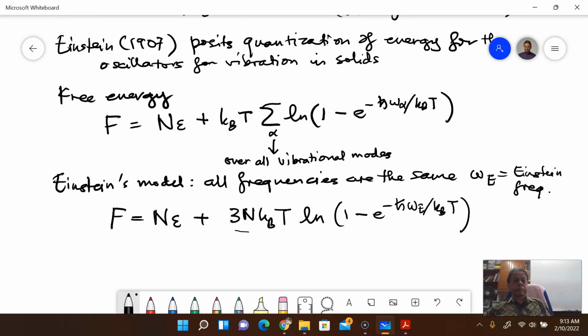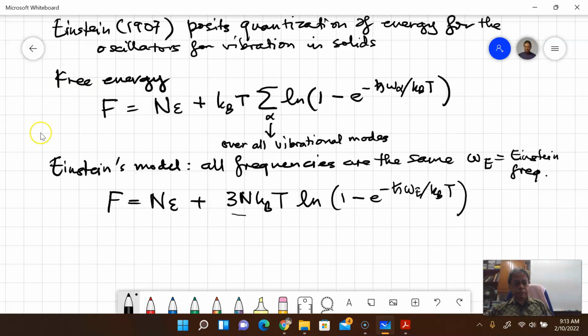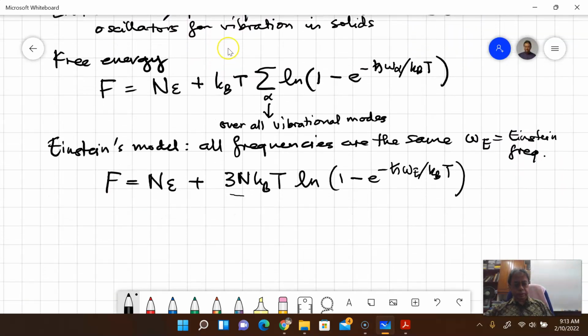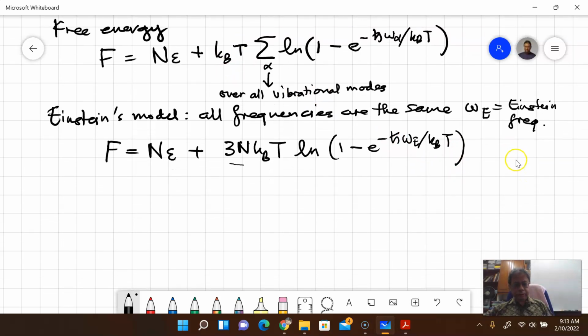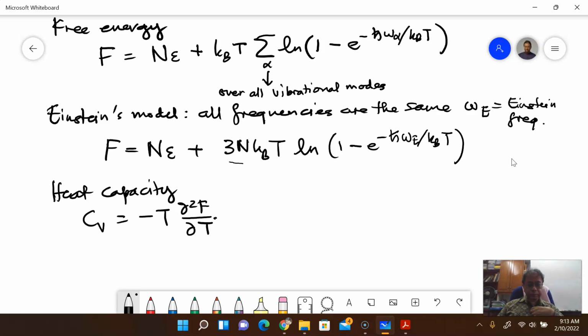One of the things we want to do, as we said earlier, is to connect with some physical observation. Particularly we want to look at the molar heat capacity, and how it deviates from the Dulong-Petit law. We have already seen that free energy is related to other thermodynamic variables, for example entropy, and from entropy you can get your heat capacity, which is given as minus T times the second order derivative of the free energy with respect to the temperature.